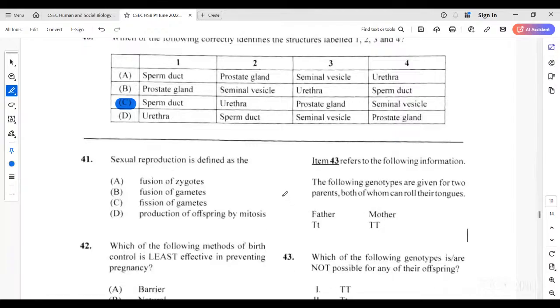41, sexual reproduction is defined as the fusion of zygotes, fusion of gametes, fission of gametes, production of offspring by mitosis. Well, you actually need gametes to play a part in sexual reproduction, and when they fuse in humans, it is the sperm and the egg. Yeah. So 41 is B.